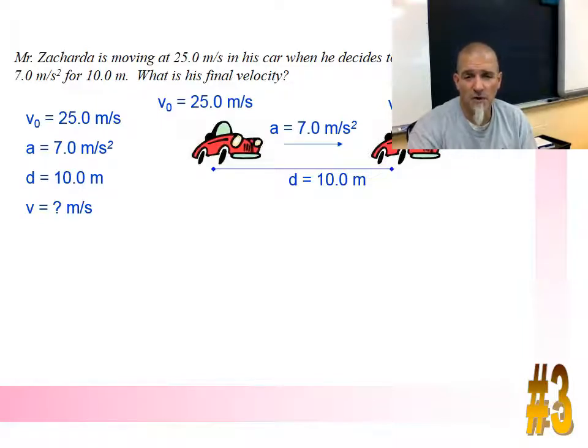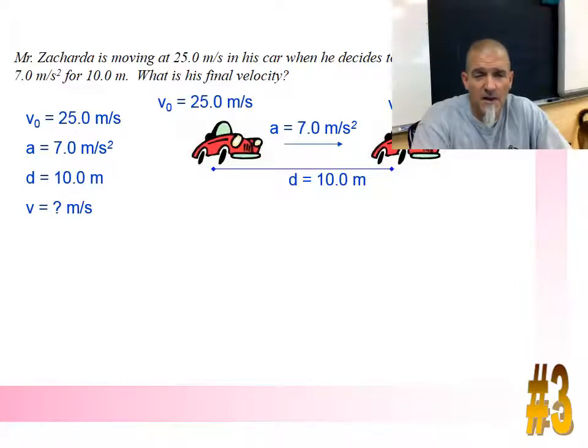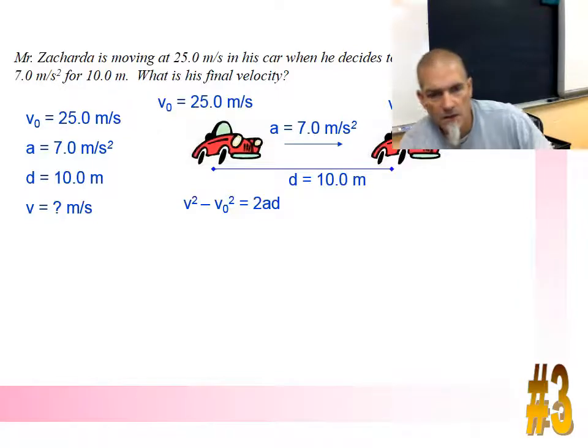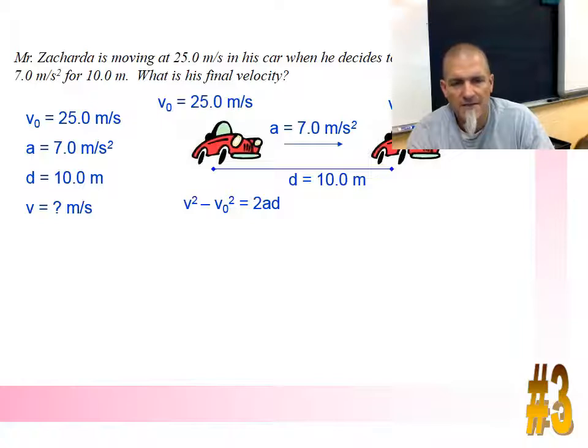Also notice in this problem, there's no time. It doesn't reference time, doesn't tell me for how long Mr. Zaccarda sped up, and it doesn't ask me to find the time. It doesn't say anything about time in this problem. And that's going to be important in the way we go about solving this problem. So I think in looking at this problem, you'll see that this is the equation we ought to use. It doesn't have time in it, and it's giving me the final velocity here. Here's the initial velocity that we know, the acceleration times the distance.